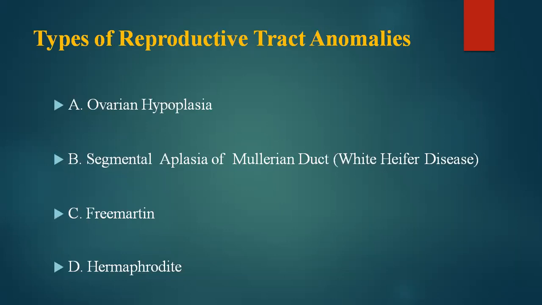Types of reproductive tract anomalies. The first one is ovarian hypoplasia. Second, segmental aplasia of the Mullerian duct, which is also known as White Heifer disease. Third, freemartin. And fourth, hermaphrodite.